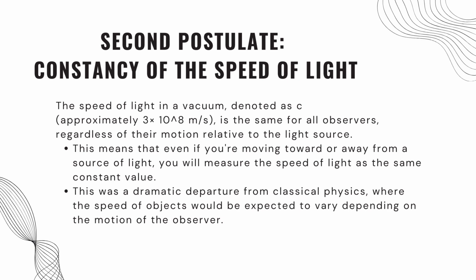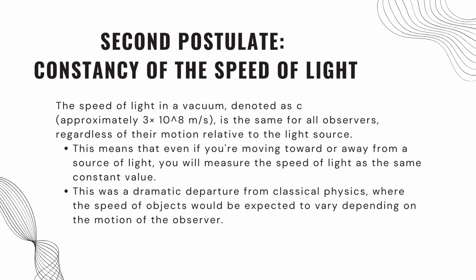unchanged. Second postulate: constancy of the speed of light. The speed of light in a vacuum, denoted as c equals 3 multiplied by 10 to the power 8 meters per second, is the same for all observers, regardless of their motion relative to the light source. This means that even if you're moving toward or away from a source of light, you will measure the speed of light as the same constant value.